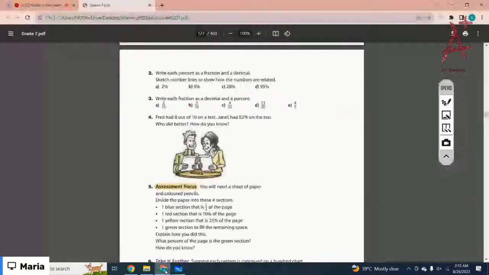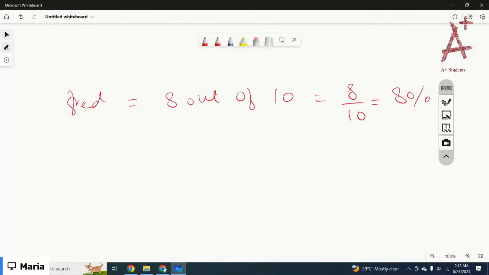Janet had 82% on the test. So whenever you have to compare two things, you can write them down in the same unit, then you can convert. Now you can compare 80% and 82%. So who did better? Obviously Janet did better, right? Because Janet has a better percentage than Fred.